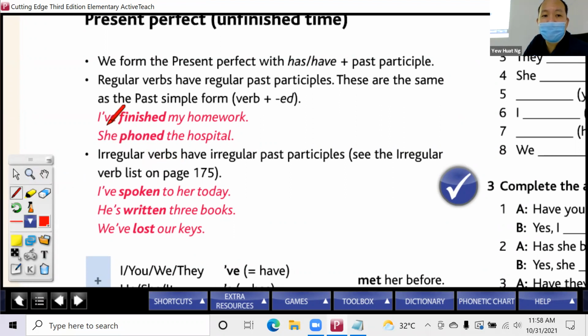Look, number 1, 164. I've finished my homework. So many times Singaporeans will say, I finished my homework already.